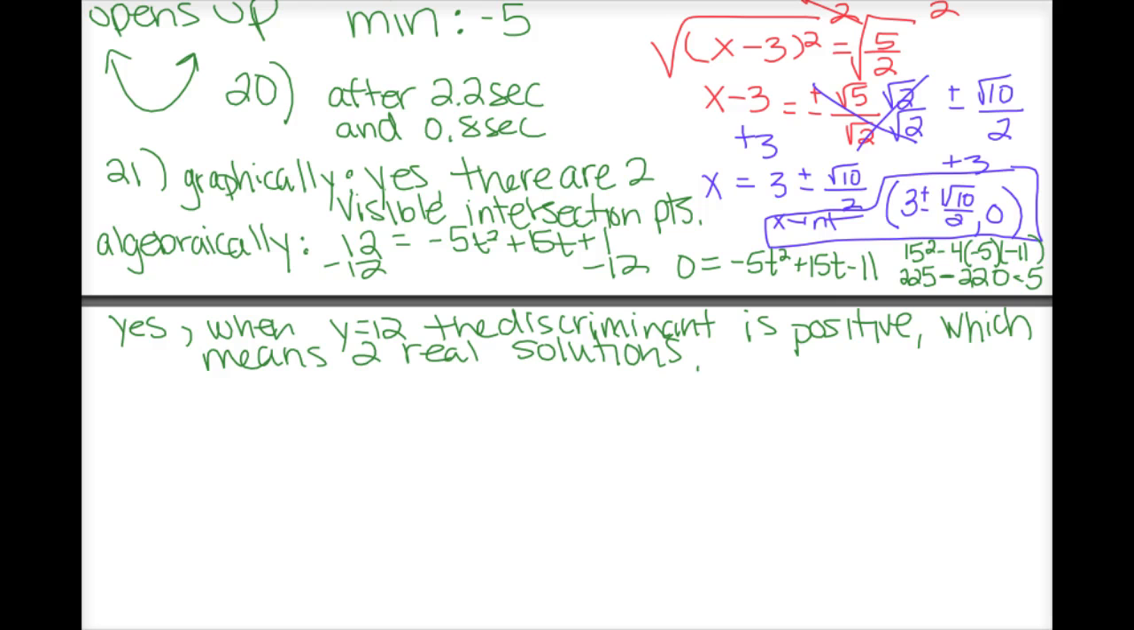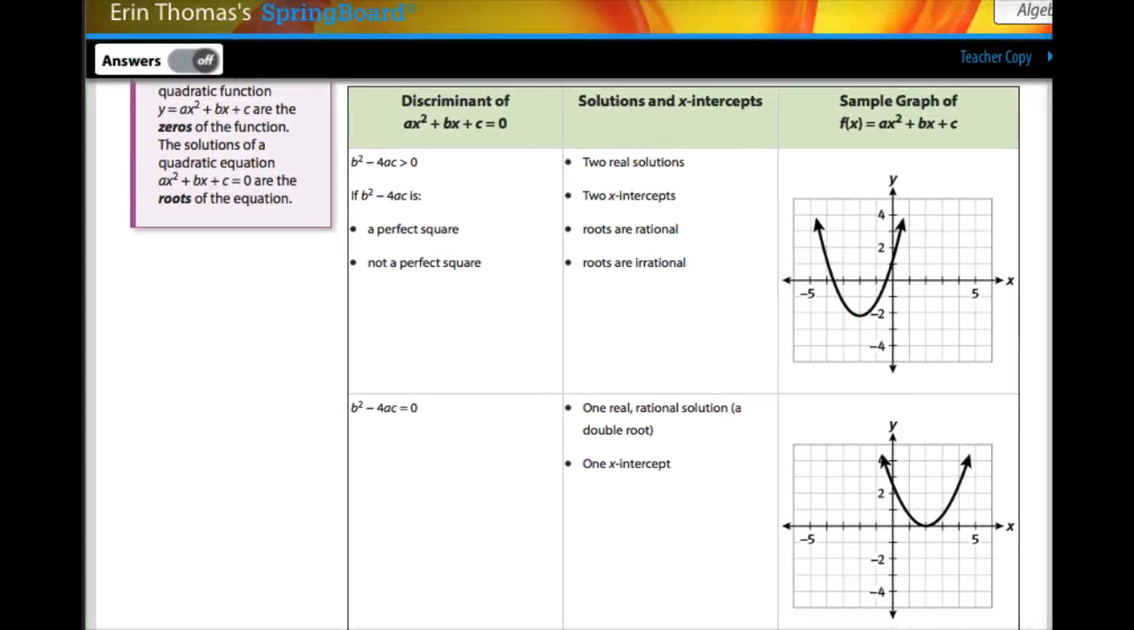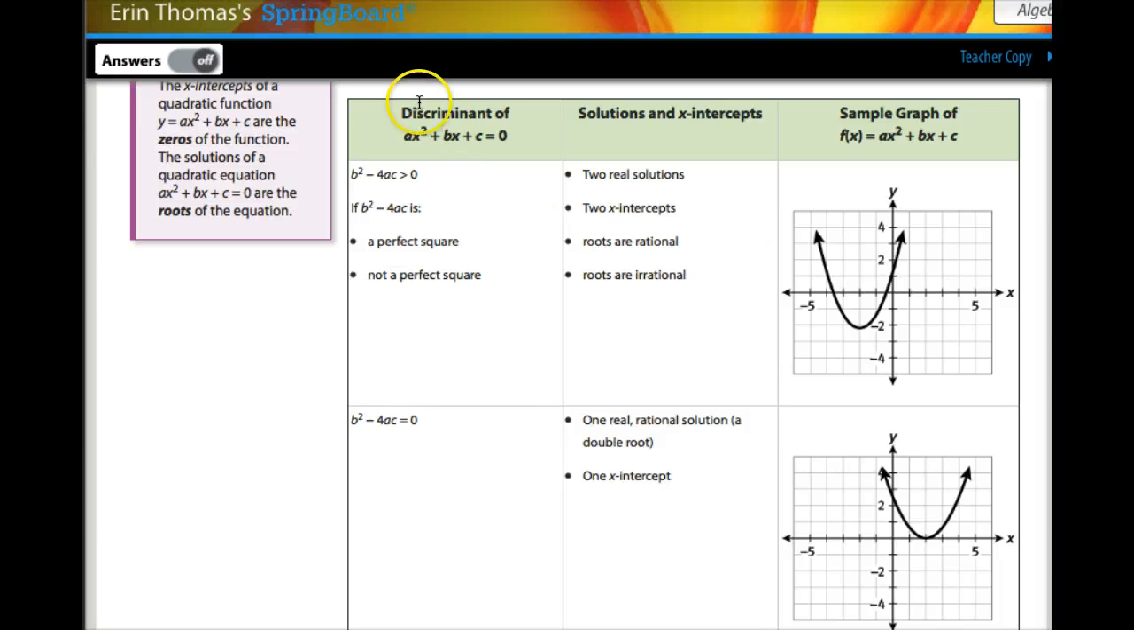But if we look back here at what we did in 12.4, if you're having any trouble with the questions about the discriminant, so 25 through 28, I believe, are all about the discriminant, you need to go back to lesson 12.4 and look at this chart because right here it tells you everything you need to know about that discriminant. So discriminant is b squared minus 4ac. If it's positive and not a perfect square, then that means the roots are irrational, so two real irrational roots. If it is a perfect square, then the roots are rational, so two real rationals.